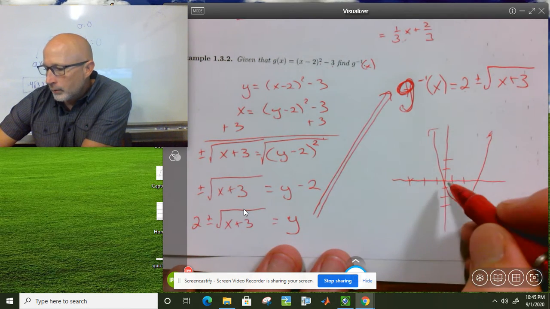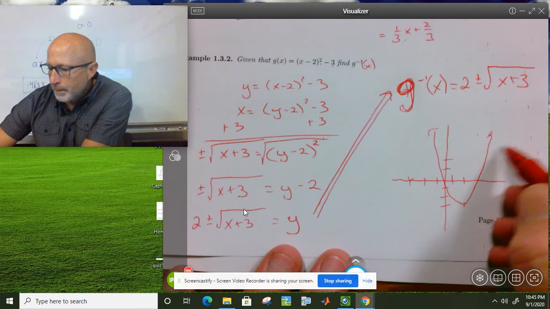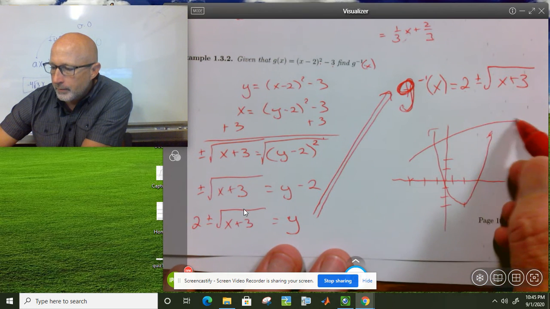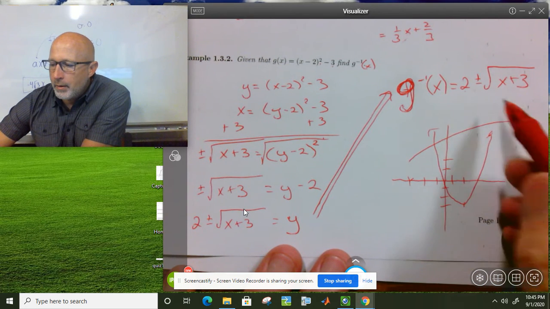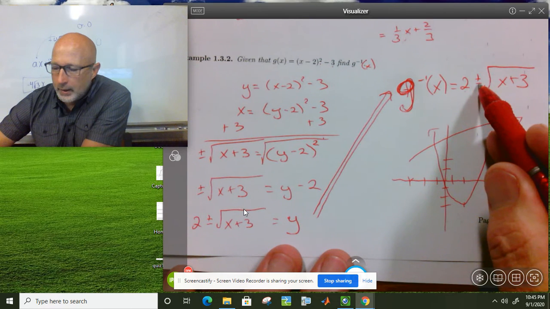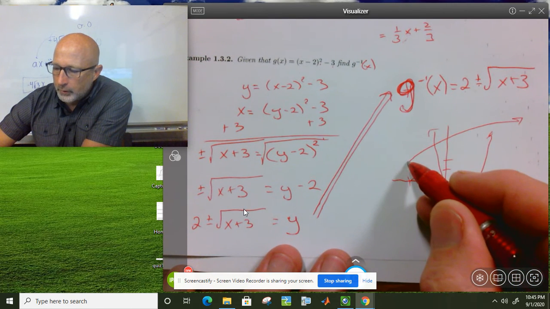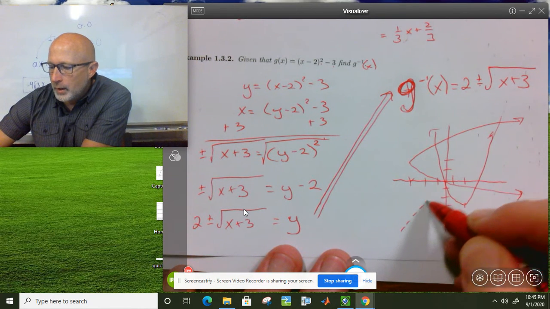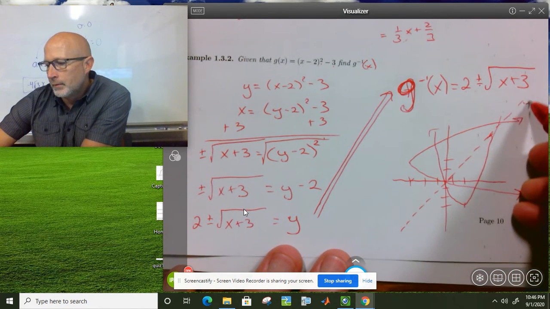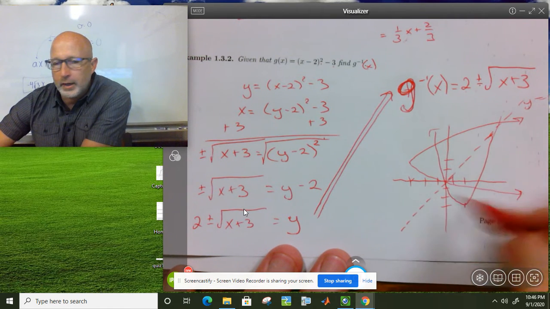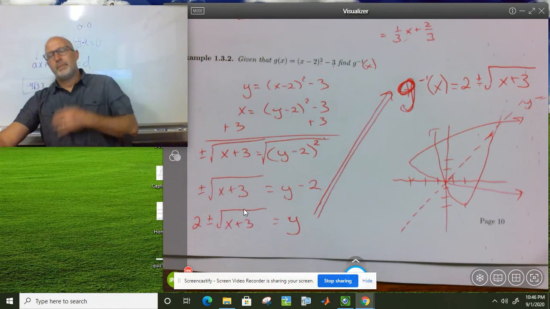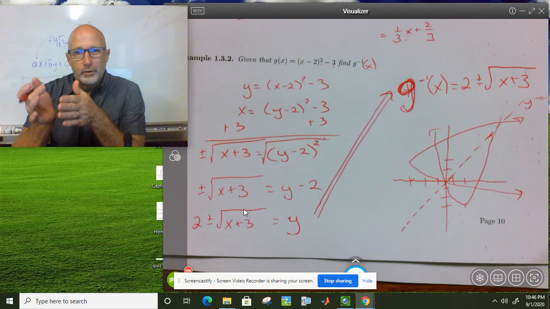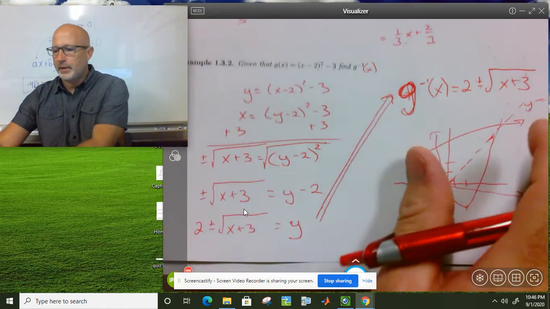So normally it goes like this, but it shifts up 2 and 3 to the left. So the graph will look like that. And now the minus portion of it is actually going to bring it down below here. So it's going to look like this. Okay, and you can see that if I drew in the line y is equal to x, one is the reflection of the other. Now you don't really need to graph the inverse, but it's nice to know what their relationship is.